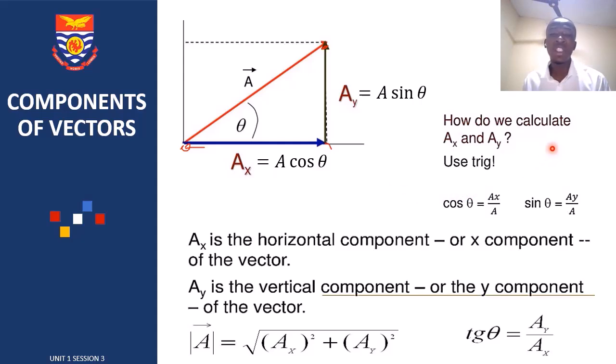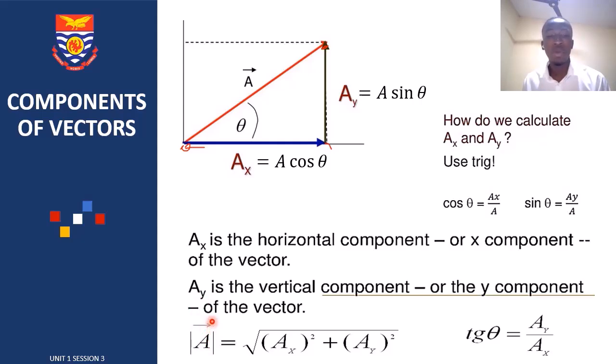Let's look at Ay. For Ay, we are going to use sin theta. And we know that sin theta is always equal to the opposite over the hypotenuse. So in case we have an angle here, our opposite is Ay, and our hypotenuse is our resultant. So sin theta is always going to give us Ay over A. And making Ay the subject, we multiply A by sin theta and we get A sin theta.